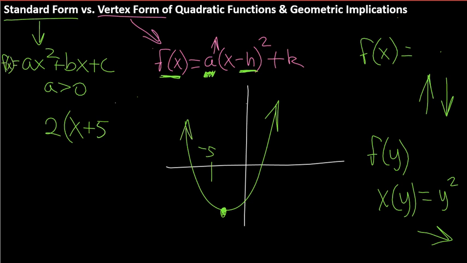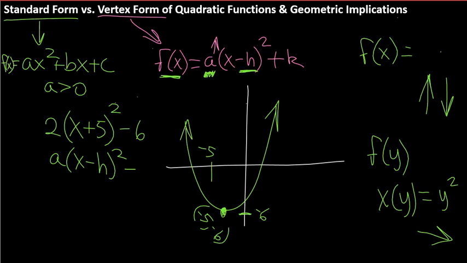Okay, so we would say x plus 5 all squared. And let's say this right here is negative 6. So that means my vertex is negative 5, negative 6. So I'm going to have x plus 5 all squared, and then I'm going to have minus 6. Okay, a times x minus h all squared plus k.